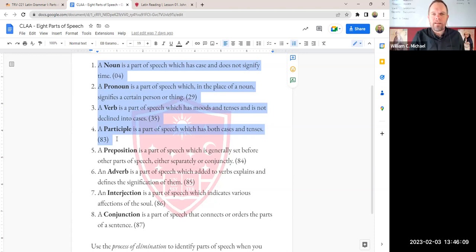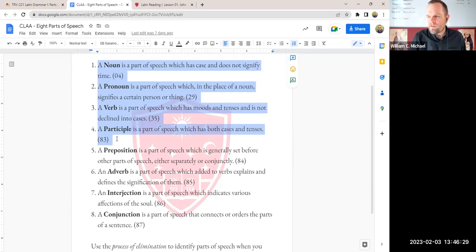And does made signify time? Does the word made signify time? Yes or no? Yes, it does. Good. So it cannot be a noun or a pronoun. It must be a verb or a participle.